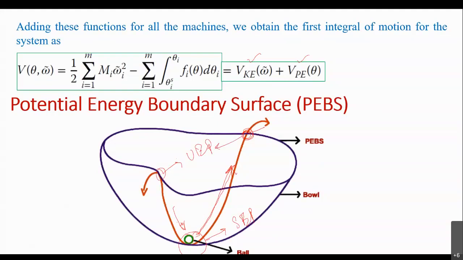If your disturbance is so huge that your kinetic energy is greater than the energy required to reach this point, then obviously it will go beyond the unstable equilibrium point, and then your system will become unstable. So this is the concept of the potential energy boundary surface method.